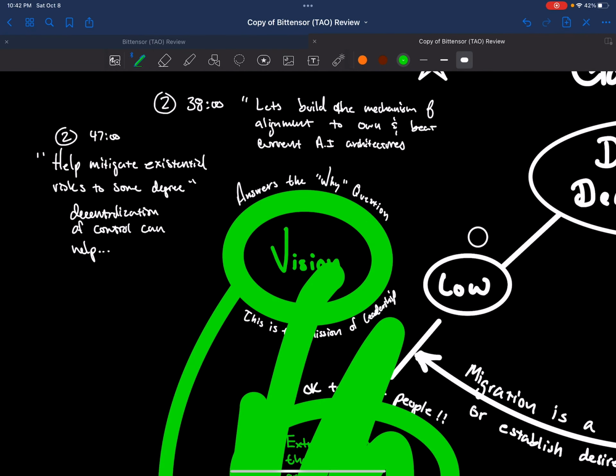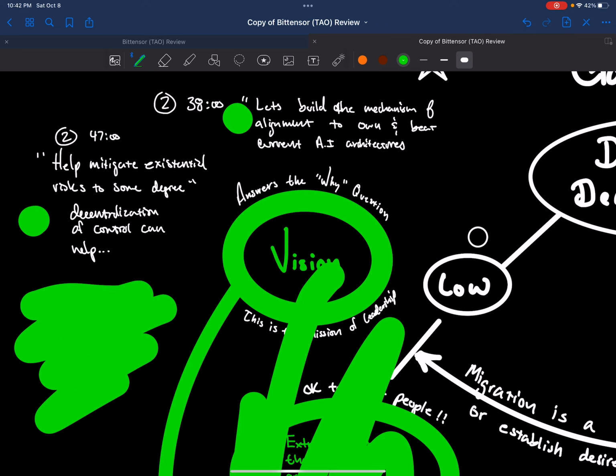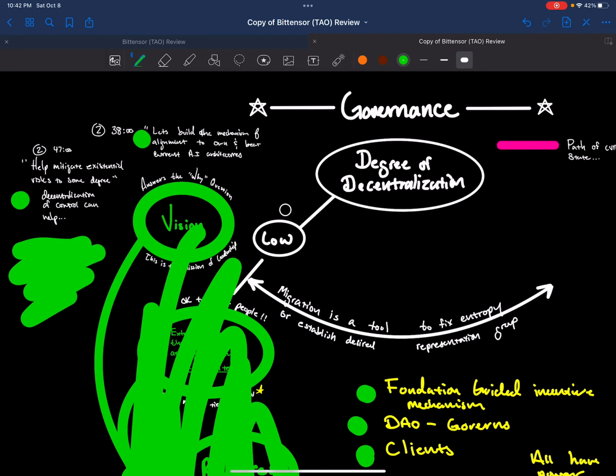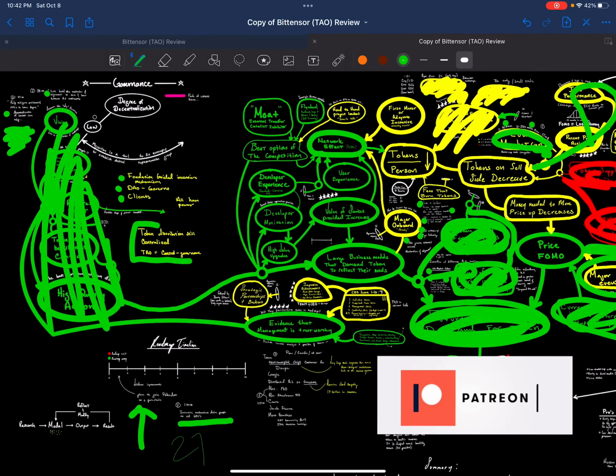What's the mission here? Let's build a mechanism of alignment to own the best current AI architectures and help mitigate existential risks. Those are pretty big visions, right? The existential risks to humanity, I agree with them. I think that we can't let AI be grown in an environment that is not controlled by the public. It's amazing to me how few people are even talking about AI because it has been exploding extremely quickly. I think this is why even Tesla is going after AI, because they get it, they see what's happening. Anyone who's paying attention sees the rapid rate of progress that's happening there.